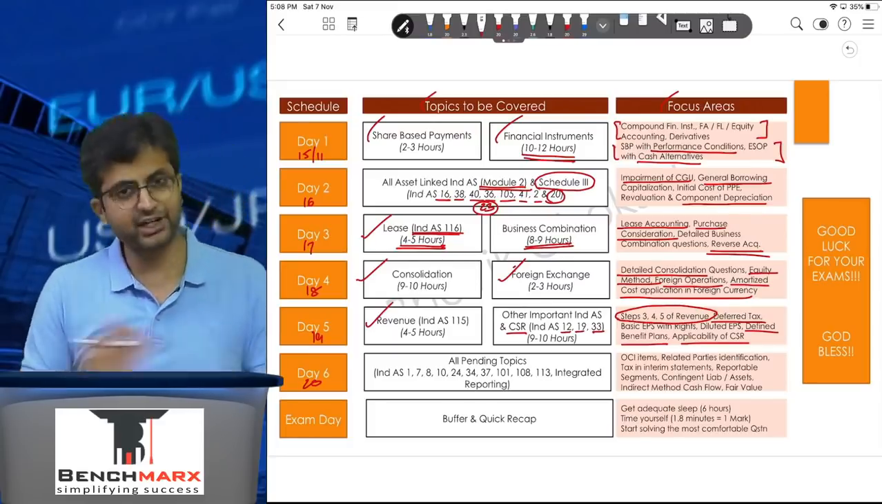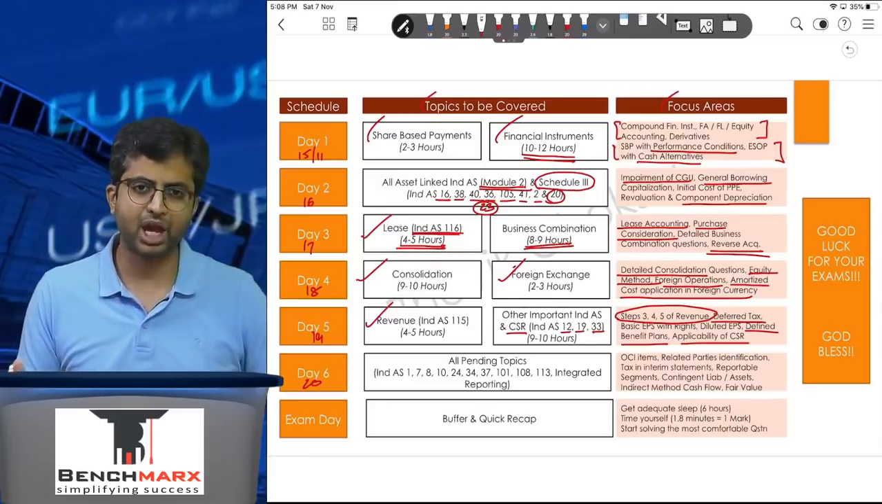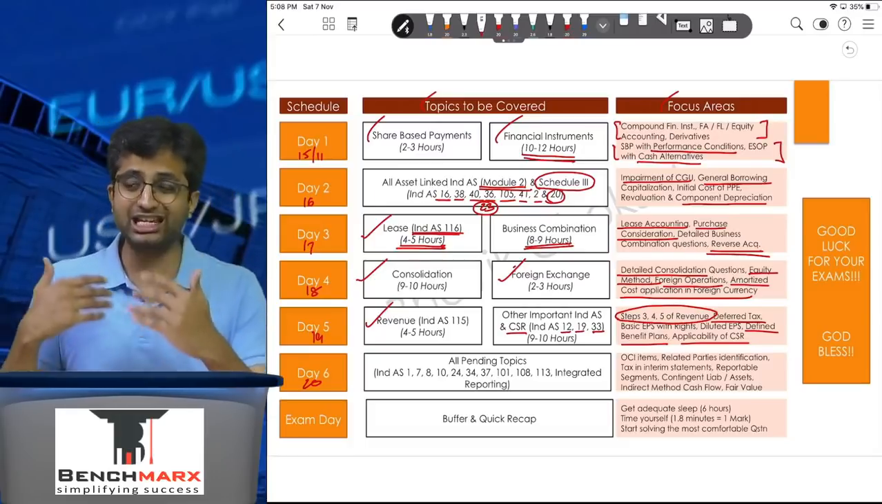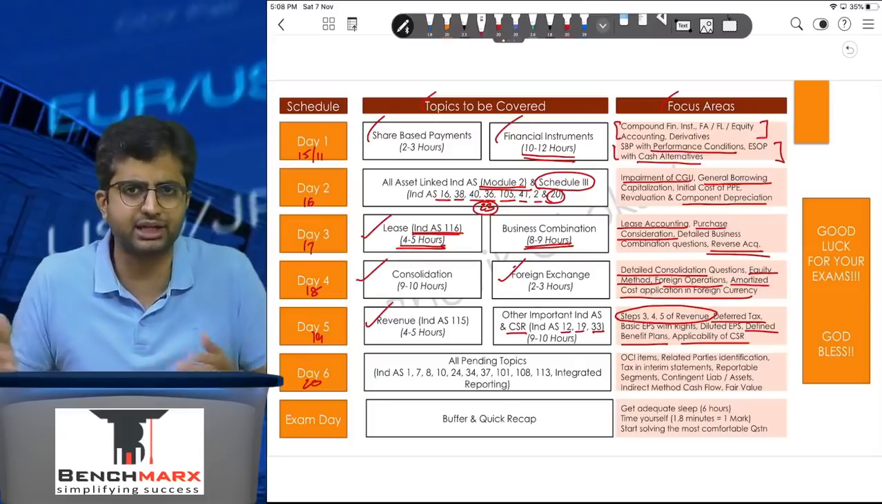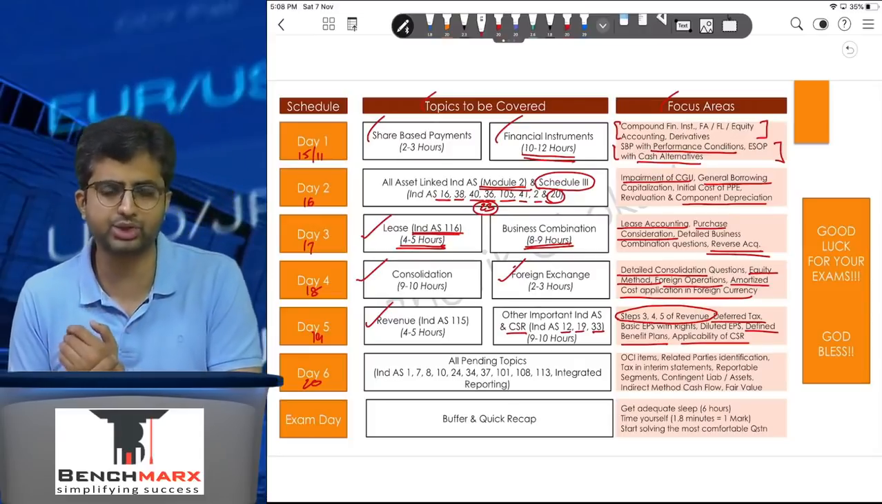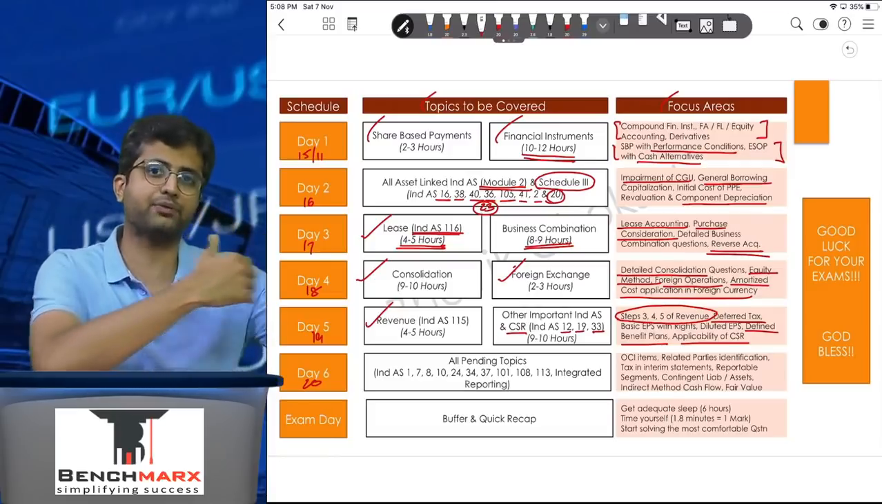Day 6, everything else that is remaining, and largely these are category B or category C topics. And we have kept it at the end so that in case you're short of time, you can easily rush through topics like Ind AS 10, events occurring after balance sheet date, or Ind AS 7, cash flow statement, rather than investing a lot of time at the beginning.